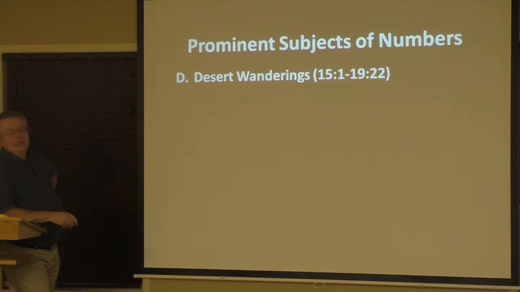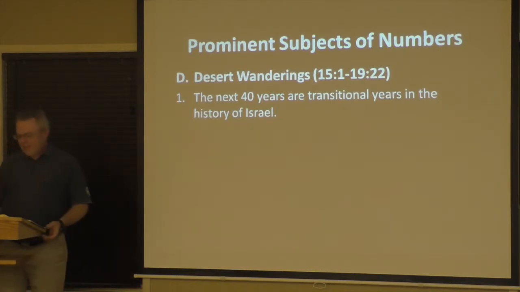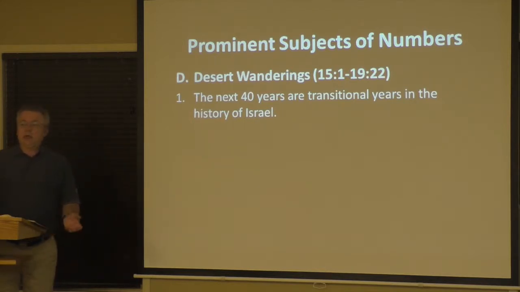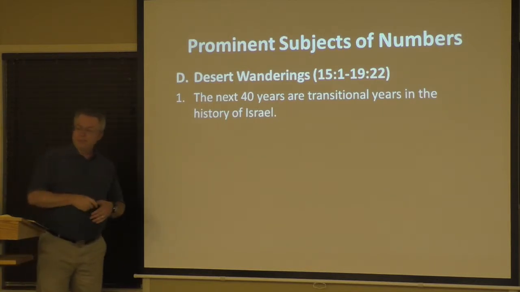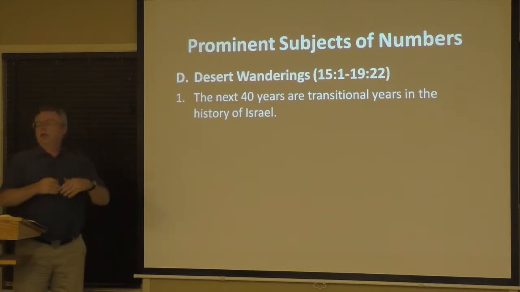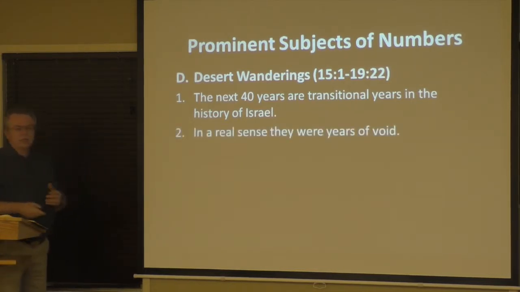So this is where we begin into the desert wanderings. For the next 40 years, these are what we would call transitional years in the history of Israel. By the way, there's not a lot of detail given in those chapters. What's there to tell? The people camped here, and then they moved over to here and camped here. And oh, by the way, then they moved over to here and camped here. What is there to tell? For 40 years, it's transitional years. In fact, in a real sense, they were years of void. What we mean by that is there's really nothing there.